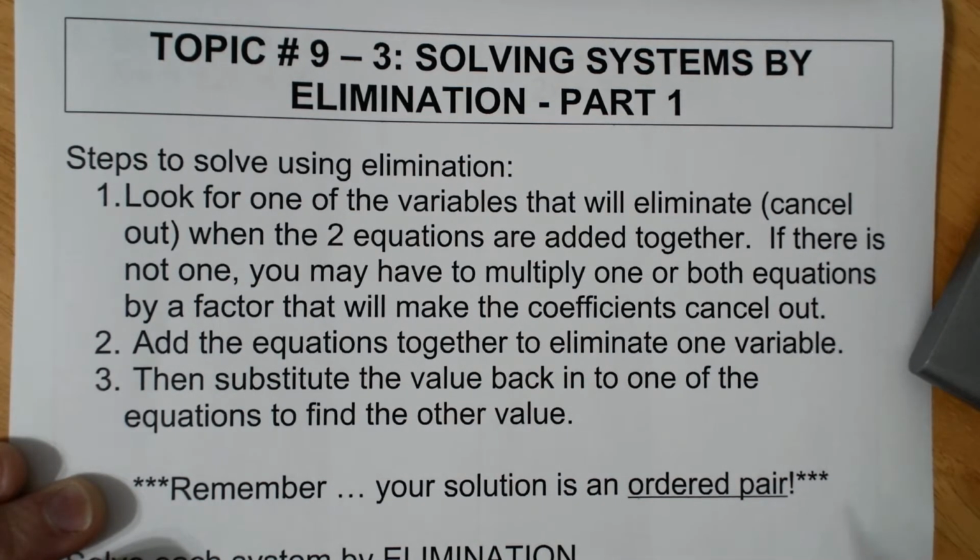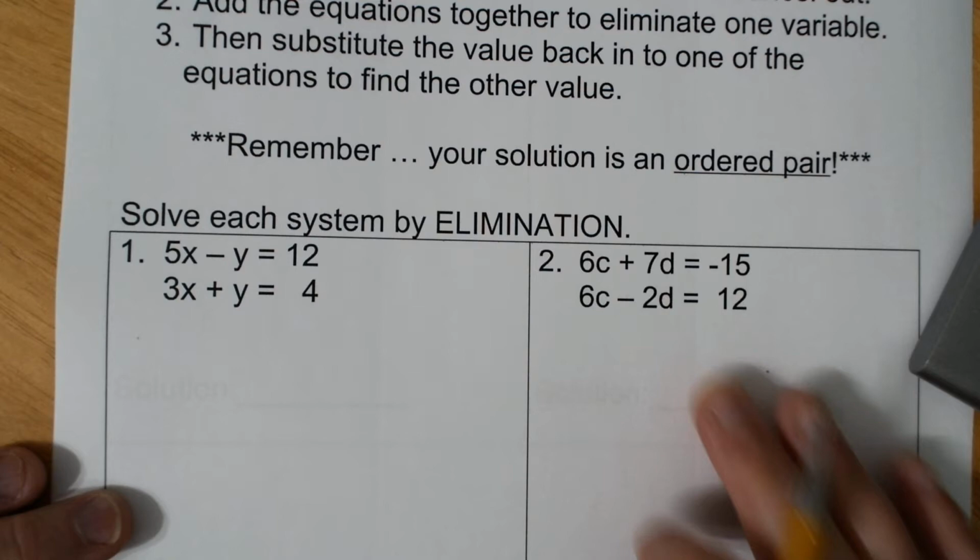So you're going to look for one of the variables that will eliminate or cancel out when the two equations are added together. If there's not one, you may have to multiply one or both equations by a factor that will make the coefficients cancel out. Add the equations together to eliminate one variable, then substitute the value back into the other equation to find the other value. Sounds super confusing.